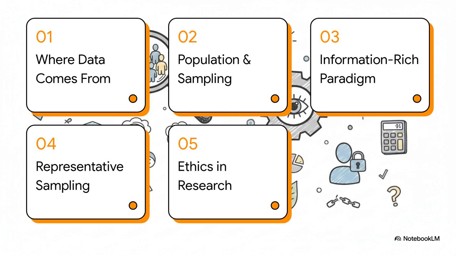Okay, here is a quick look at our roadmap for today. First up, where data comes from. Second, population and sampling. Third, the information-rich paradigm. Fourth, representative sampling. And finally, ethics in research.